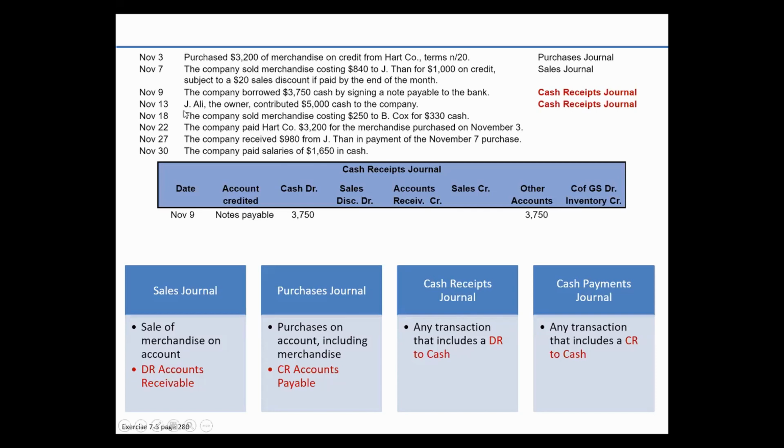On November 13th, Jay Ollie, the owner, contributed $5,000 cash to the company. So in this case, we would record the date, the cash amount that we received, which is $5,000, and then we would credit J. Ollie capital. So you debit cash, credit capital.